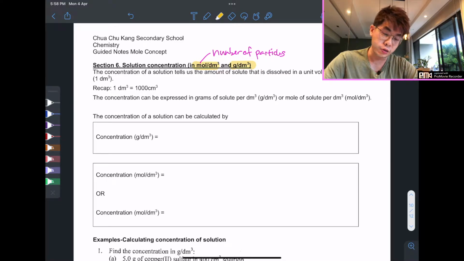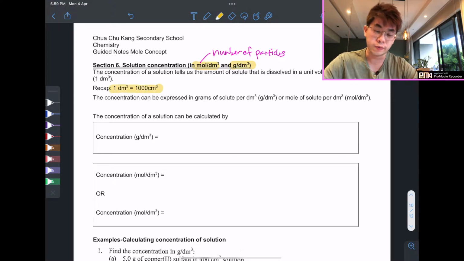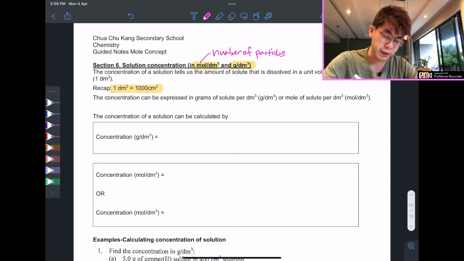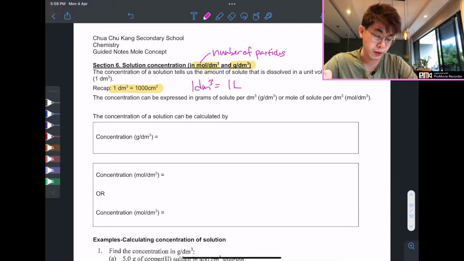One thing we need to remember is the conversion of 1 dm cube to 1000 cm cube. Also do remember that sometimes 1 dm cube is equal to 1 liter. That's sometimes what you see in other materials.